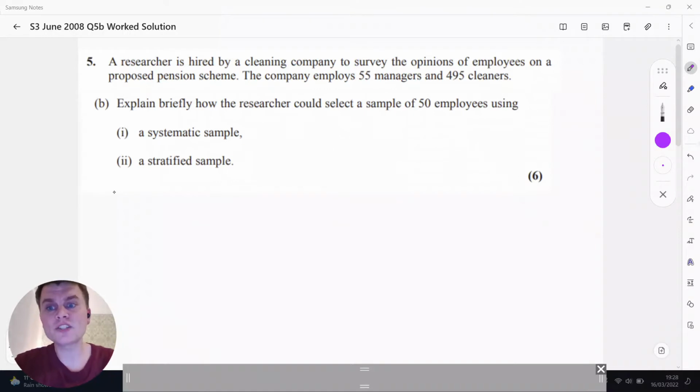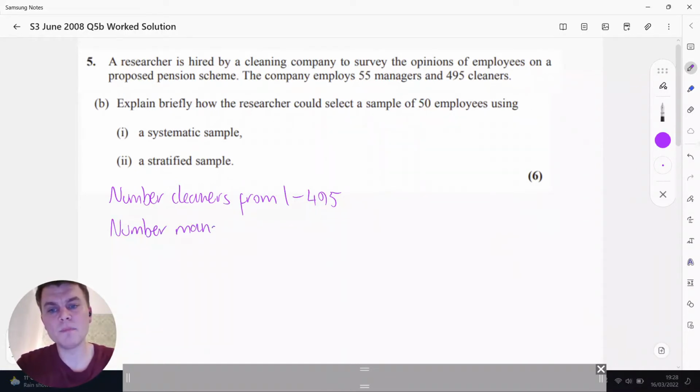So we need to first number our cleaners from 1 to 495. We need to do the same with the managers and number them from 1 to 55. We now need to work out how many cleaners and how many managers will form part of our sample of 50.